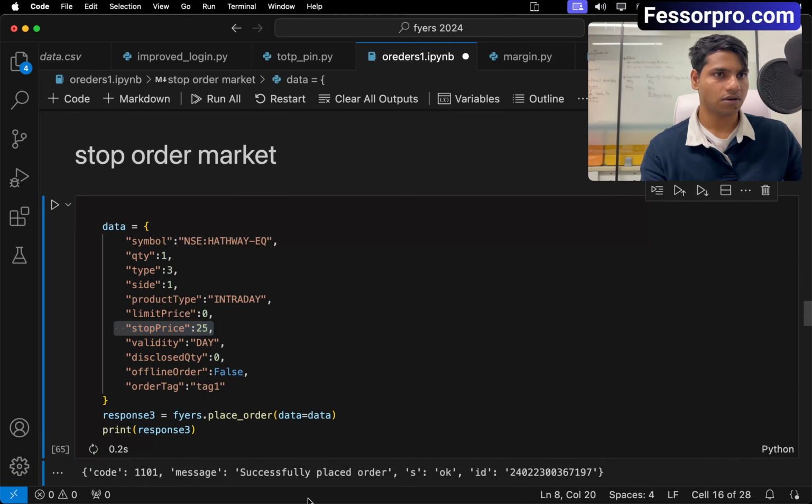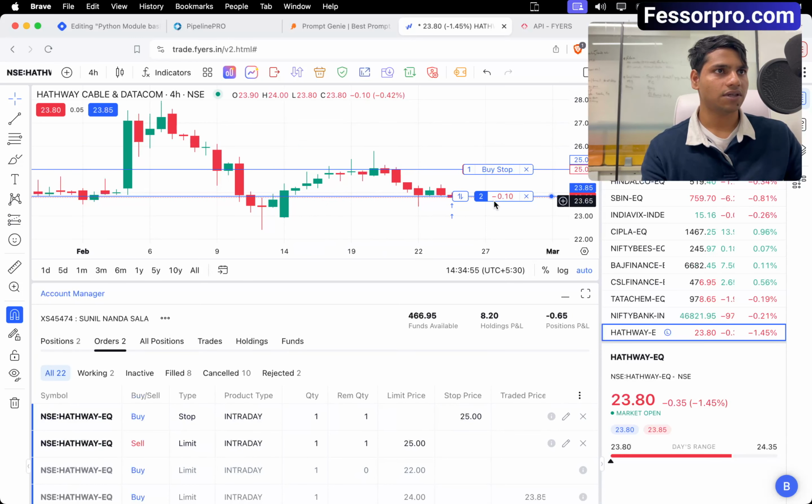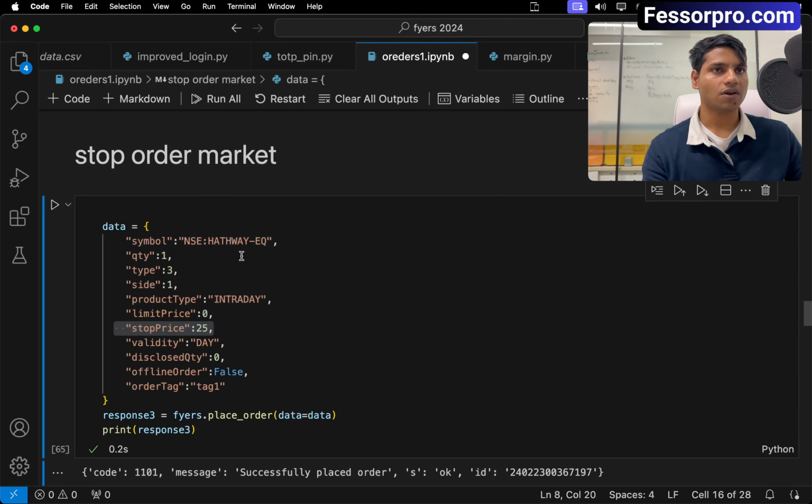So if I run the code, you see order was placed and you see I have another order here. There are two orders at the same price. One is a limit order, one is a stop order. Both at the same price, 25, 25. Both of them are completely different. The stop order is to restrict the losses. Limit order is to get the best price. Purpose is different.